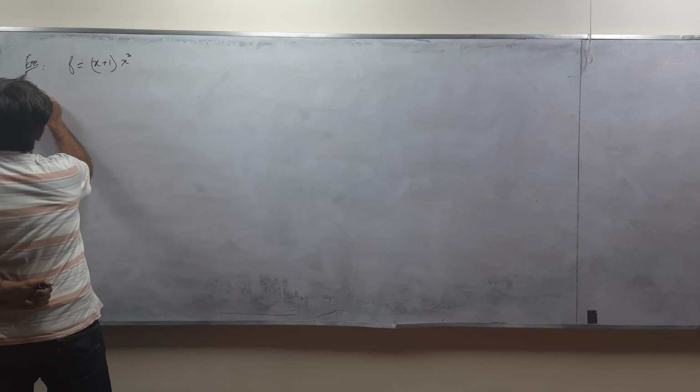You must write 3x cube plus 3x square plus x cube. You can also write this way. Okay, got it?